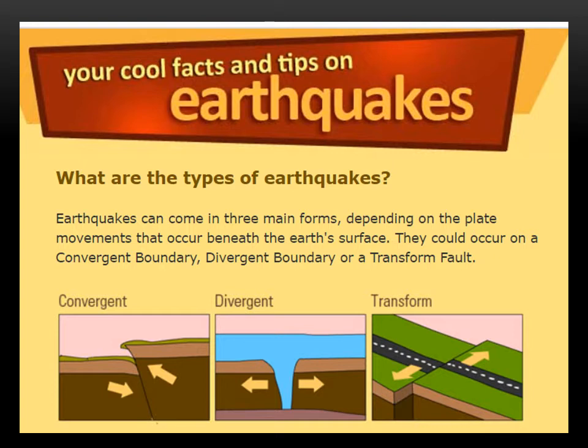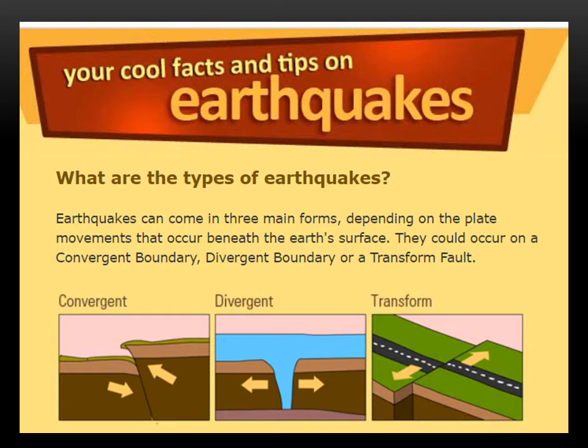They could occur on a convergent boundary, divergent boundary, or a transform fault. So I'm not going to give you any definition of convergent boundary or divergent boundary or the transform fault, but it is very important to draw the diagrams of these three types so that you will be able to understand it better. So please draw the diagrams of convergent, when two plates collide towards each other.